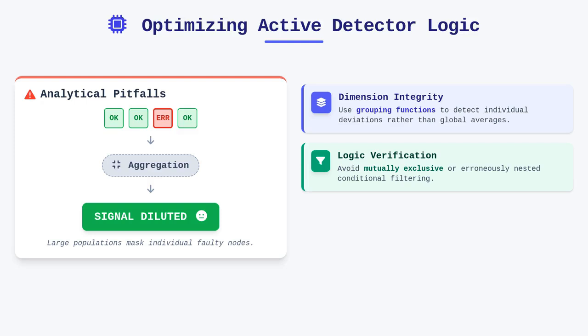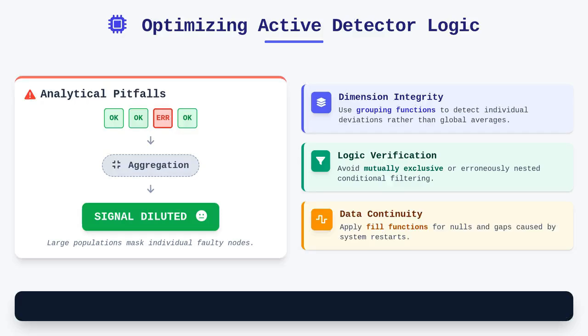Furthermore, verify that your conditional filtering statements are not mutually exclusive or erroneously nested, as this is a common point of failure for sophisticated detection logic. Reviewing the metric types, specifically whether you are using gauges or counters, will inform how your SignalFlow logic should handle null values during unexpected system restarts. Ensuring that your logic handles gaps in data explicitly by using fill functions will prevent your alerts from entering an unknown state during transient infrastructure blips.